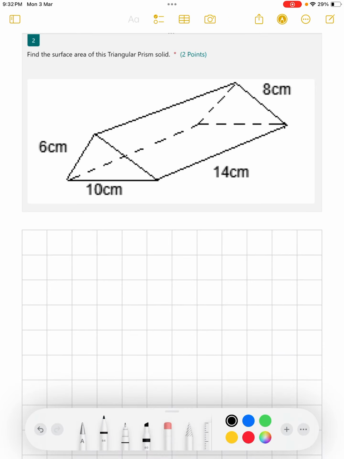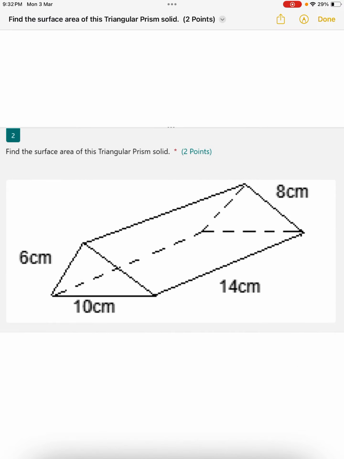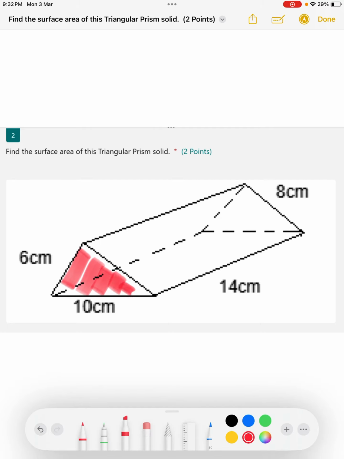I'm looking at the surface area of this triangular prism solid. So we've got 5 sides to do. So let's call this side just the front side, and I'll just name that F. And we've got the back, which is the same as the front, so I'll put the back. So let's just find those firstly.